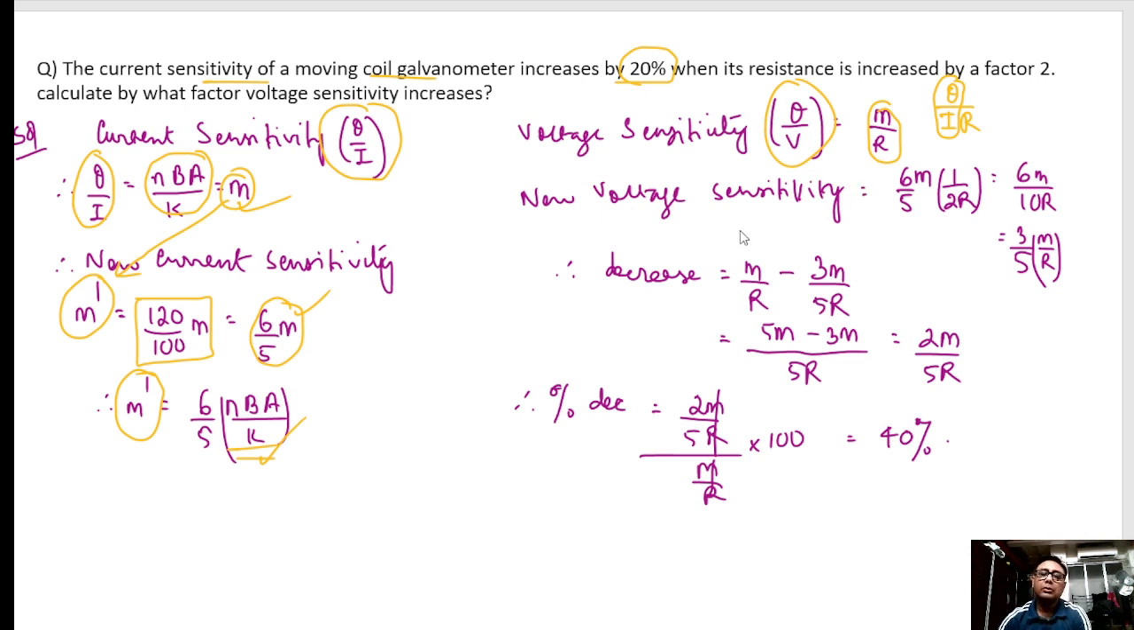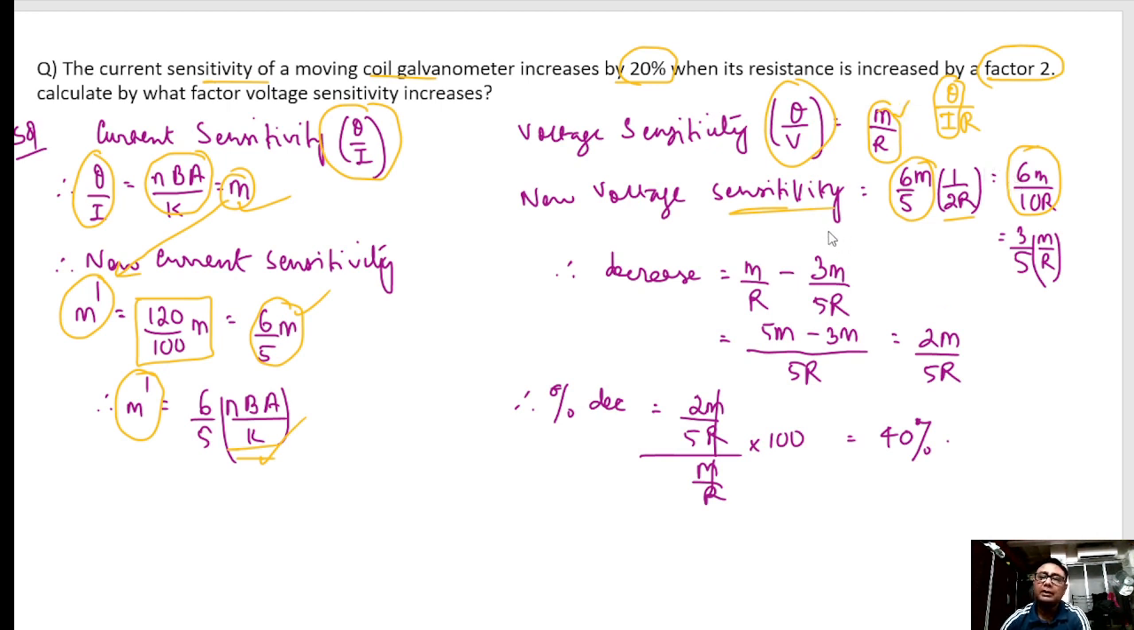Okay. Now new voltage sensitivity. So I have to use the new current sensitivity. And they told that the resistance has increased by a factor 2. So it will become 1 by 2R. Instead of R, I will take 2R. So this is my new voltage sensitivity. And this was my old voltage sensitivity.